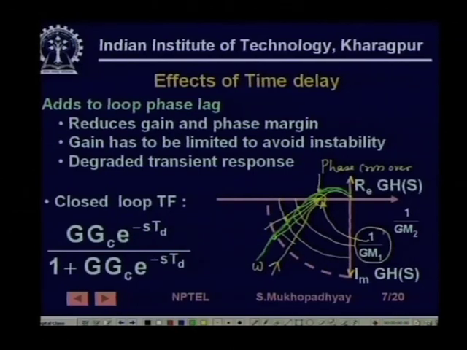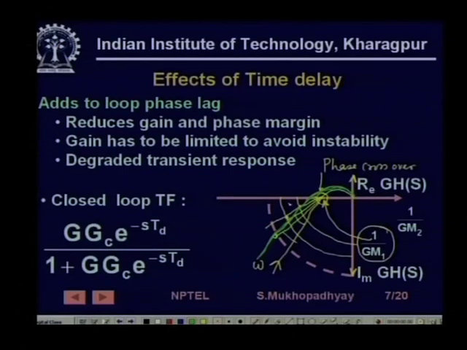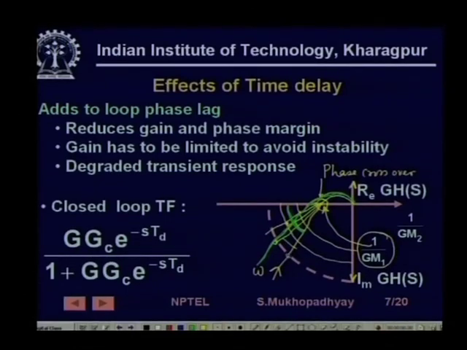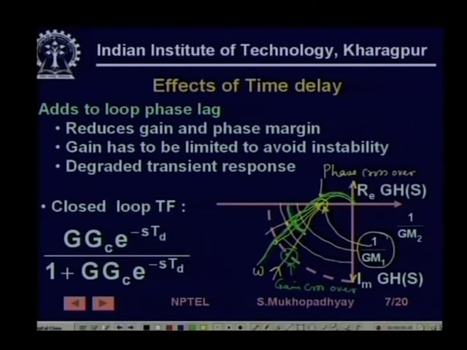So now what happens? Now the phase margin has reduced. Previously what was the phase margin? This was the phase margin, that is the phase at the gain crossover frequency. So the phase margin was this angle. Now the phase margin is reduced and it is this angle.